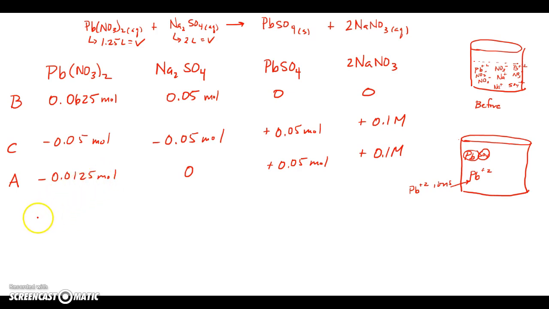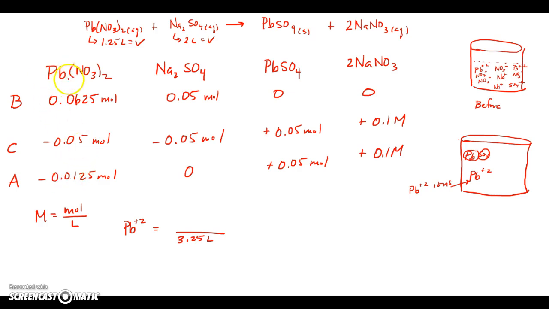Well, that's relatively easy to identify. Remember, when I'm looking for concentration or molarity, it is moles over liters. And we need to spend some time looking at how many liters total we now have in that beaker. I poured in 1.25 liters of Pb(NO3)2, and then I poured in 2 liters of Na2SO4. That means I had a total solution of 2 liters plus the 1.25 liters, which is the same thing as saying I have a total of 3.25 liters of solution.